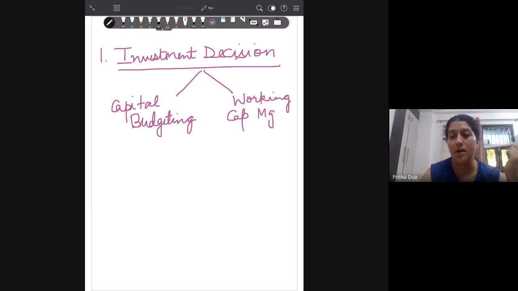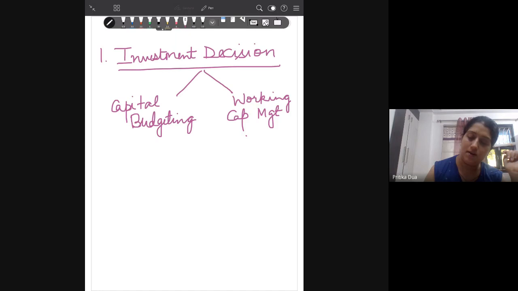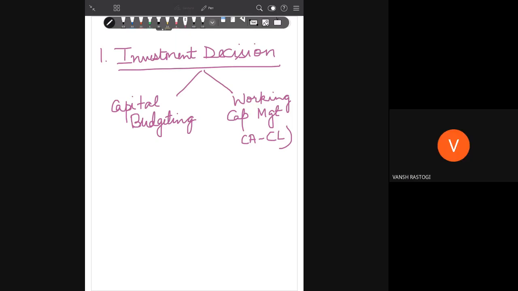So, working capital, we also did in accounts. Can anyone tell me what working capital is? Ma'am, current assets minus current liabilities? Yes, so simply current assets minus current liabilities, this is the net working capital of a firm. Why is working capital required? To meet the day-to-day expenses. Yes, ma'am. Yes. Normal working costs.